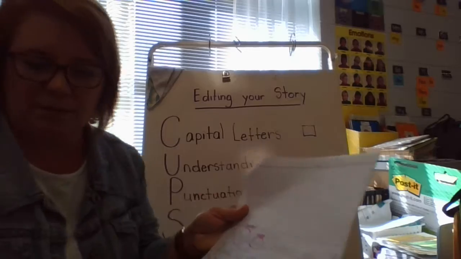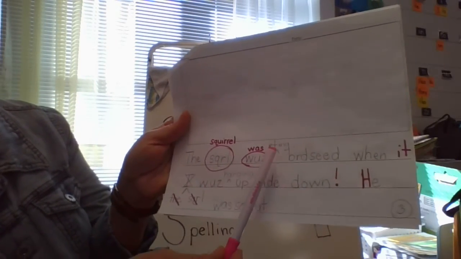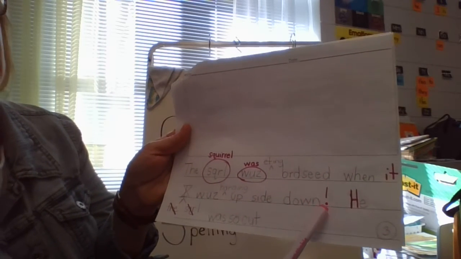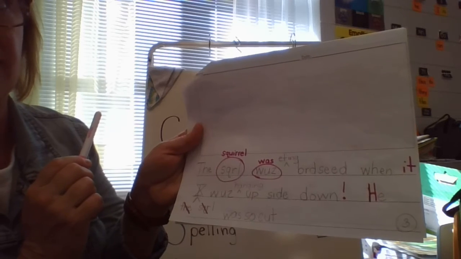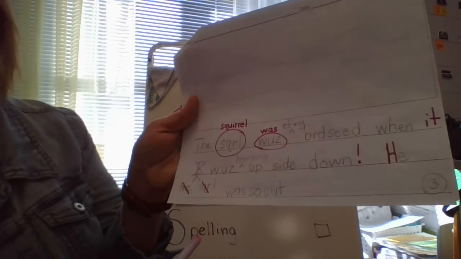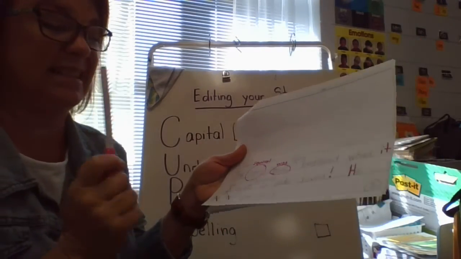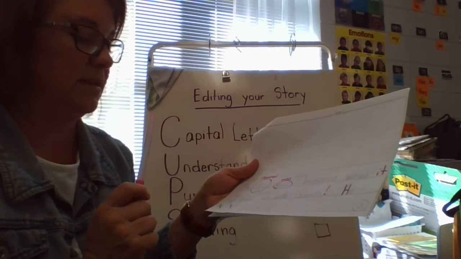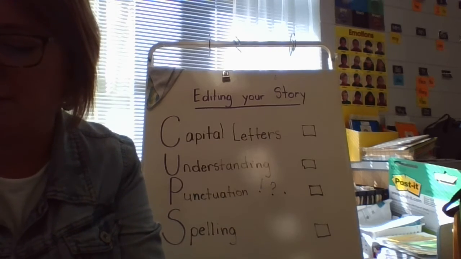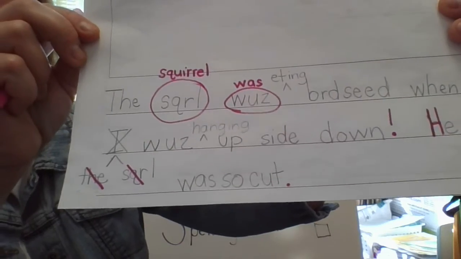Okay, let me show you. Let's see what I have here. I said the squirrel was eating birdseed when it was hanging upside down. Yep, I did remember my exclamation mark because that was an exciting part. He was so cute. Well, it looks like I forgot to put something there. I'm not really excited about it, but I'm not really asking a question either. So I think I'm just telling you he's cute. So I'm going to put a period there using my colored marker. Now you can see I have a period at the end.